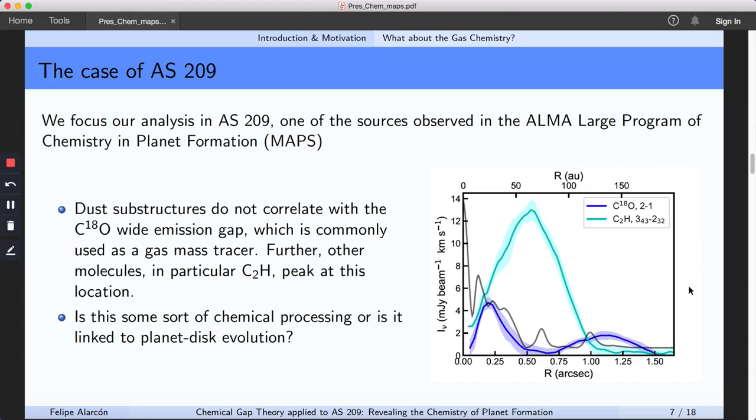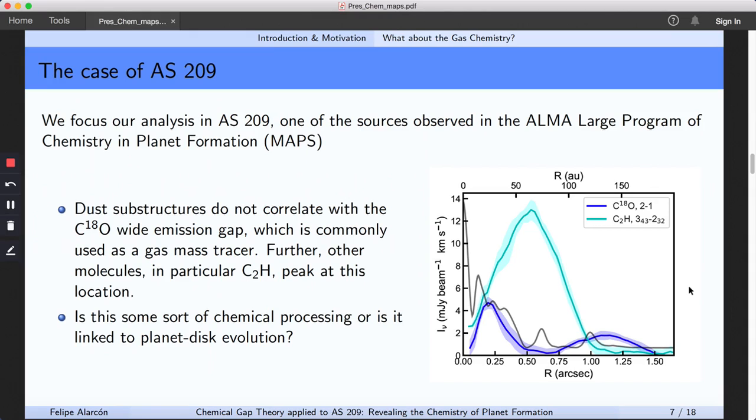So in our work, we focus on AS209, which is one of the 5 sources observed in the ALMA large program of chemistry in planet formation, or MAPS. I'm only showing you the figure, the emission profiles for CH2O, C2H, and in the green line is the dust continuum profile. We can observe that CH2O, which is usually used as a gas column density tracer, has a very wide web in emission that doesn't correspond to any substructure in the dust. And also C2H, which is a photochemical tracer, has a peak in the wide gap in CH2O.